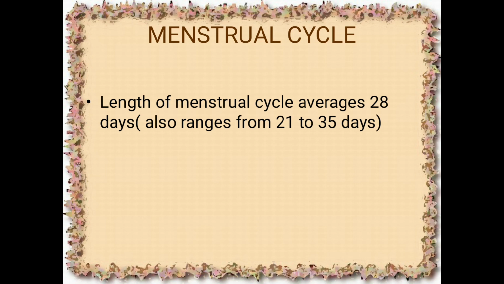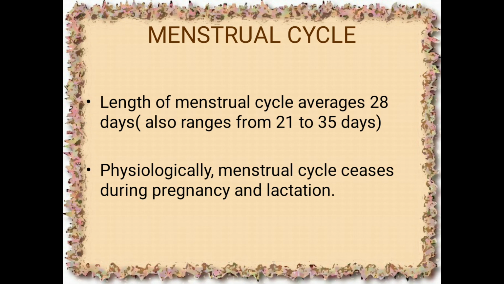The duration of the cycle is never fixed in all women. Also, the duration is not the same in one woman, because many factors affect the menstrual cycle, like psychological, environmental, nutritional, and social factors. All these factors influence the duration of the menstrual cycle. Normally it ranges from 21 to 35 days. The cycle is described by number of days, the first day being the day of beginning of menstrual bleeding. Physiologically, the menstrual cycle ceases during pregnancy and lactation.